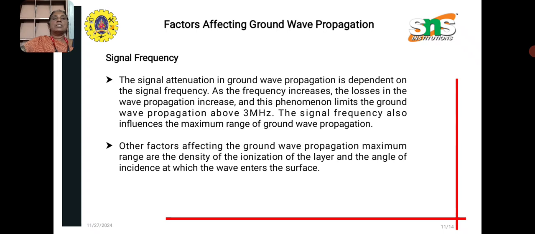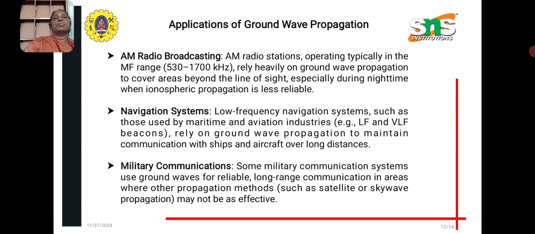And signal frequency: the signal attenuation in ground wave propagation is dependent on the signal frequency. As the frequency increases, the losses in the wave propagation increase, and this phenomenon limits ground wave propagation above 3 megahertz. The signal frequency also influences the maximum range of ground wave propagation, and other factors affecting the maximum range are the density of the ionization of the layer and the angle of incidence at which the wave enters the surface.